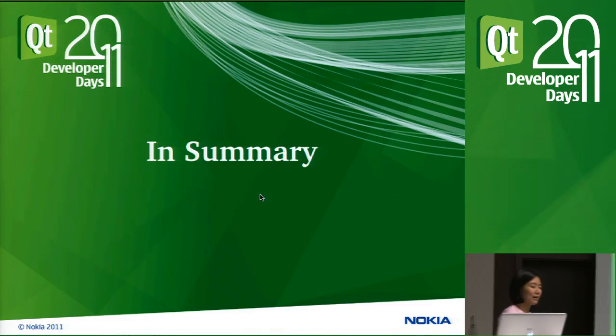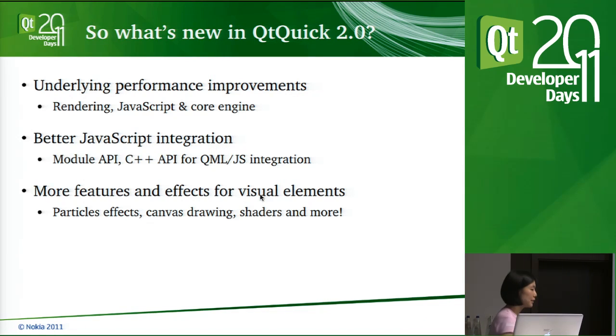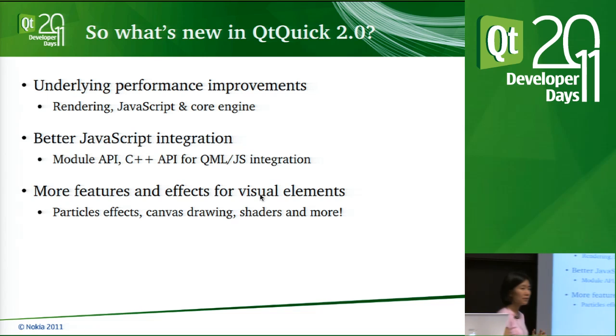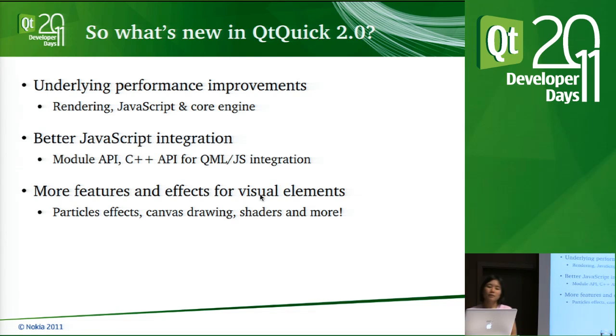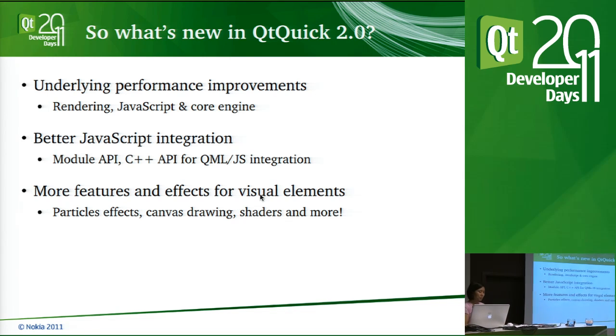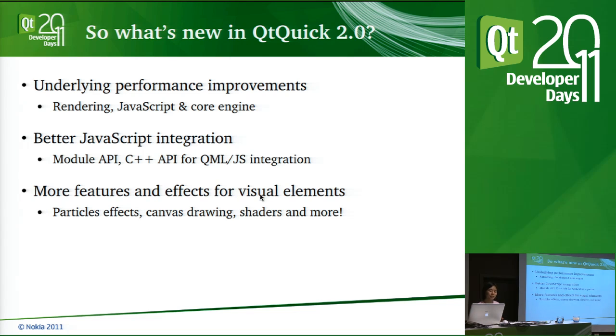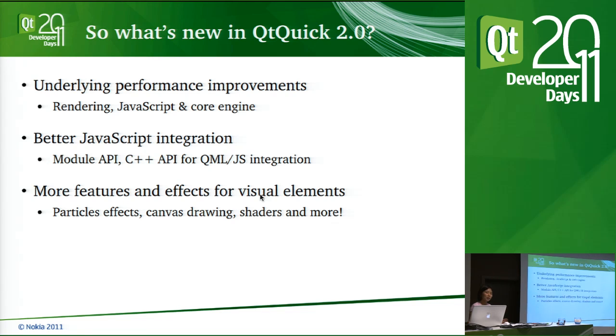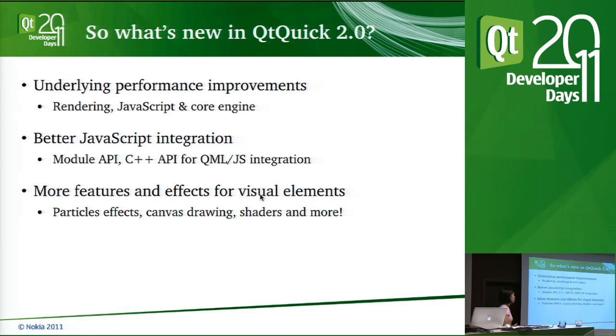Okay, so that's the end of the features that we've got for QtQuick 2. Let me summarize really quickly. So in QtQuick 2, the areas we wanted to focus on were performance, JavaScript integration, and some features for visual effects and animations. For performance, we've got a new scene graph stack, so a completely new rendering engine on the bottom, and then we've changed our JavaScript engine from JavaScriptCore to V8, and done lots of other core engine optimizations as well.